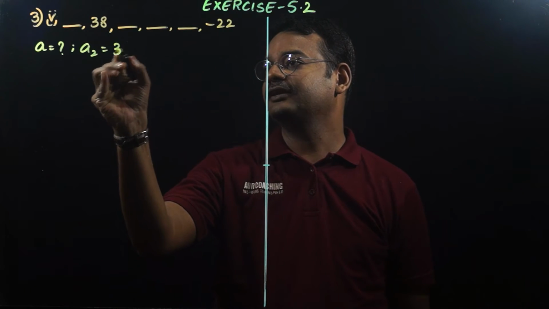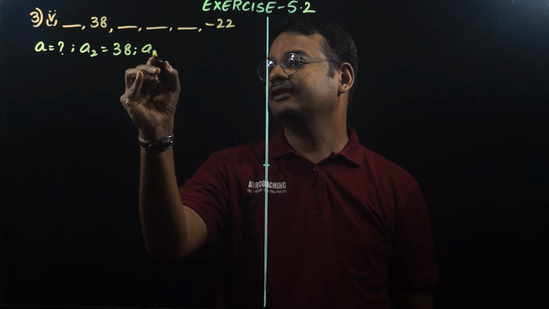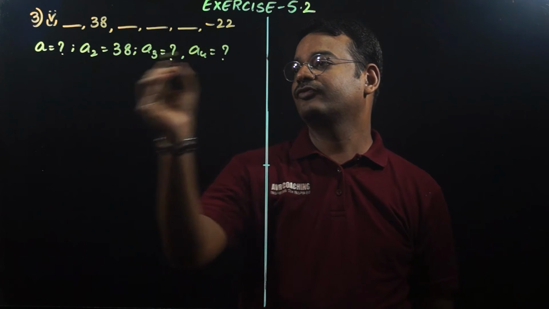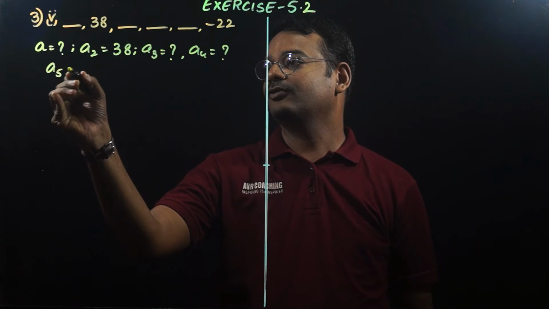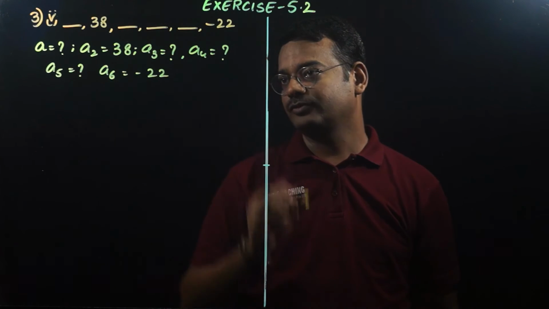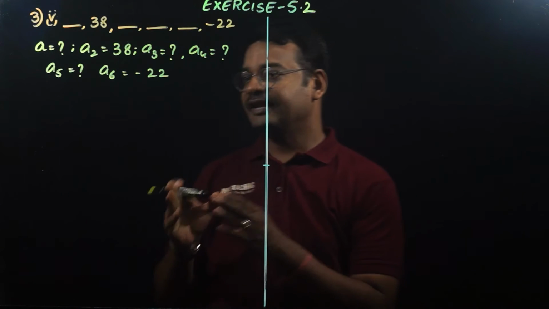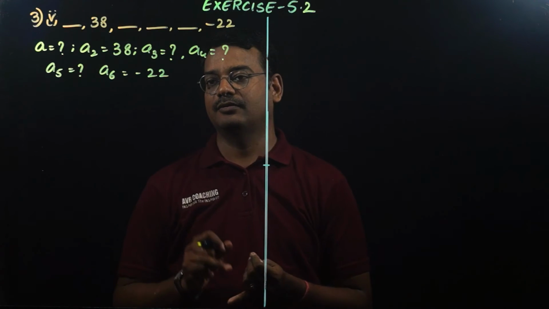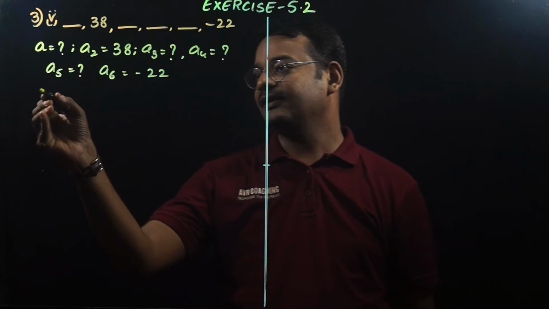A2 we have, 38. A3 we have to find. A4 also we have to find. A5 also we have to find. But A6 we have the value, minus 22. Now using this A2 and A6 we will find the value of A and D. So first we will take A2.